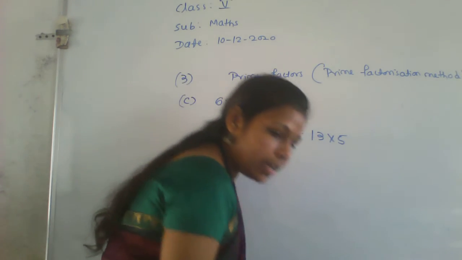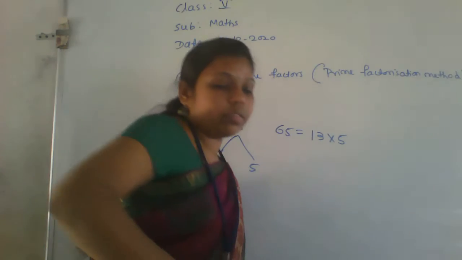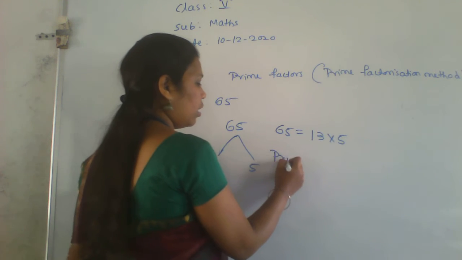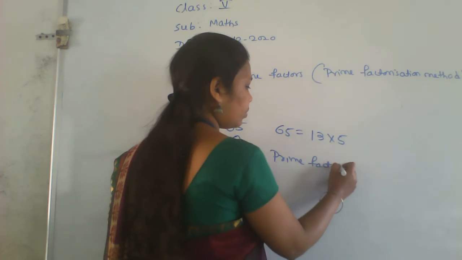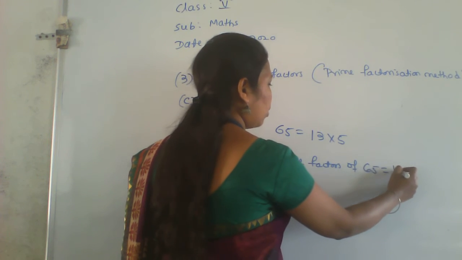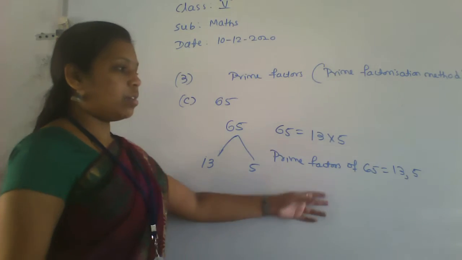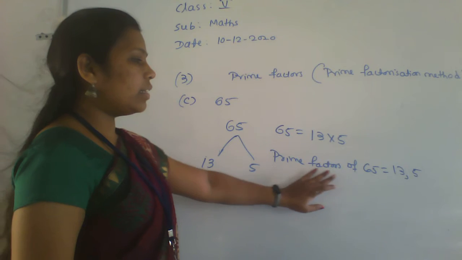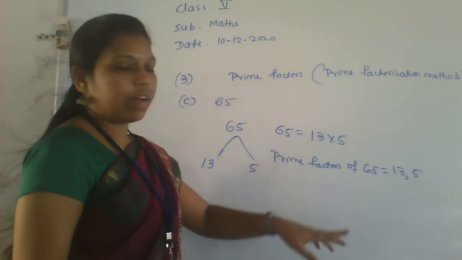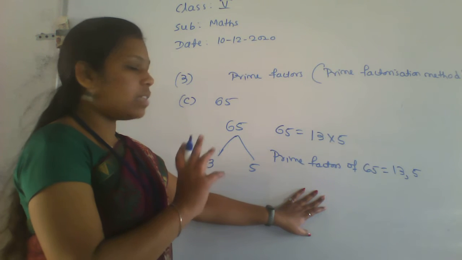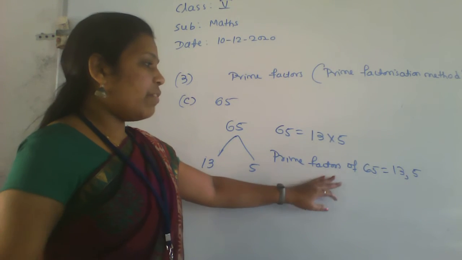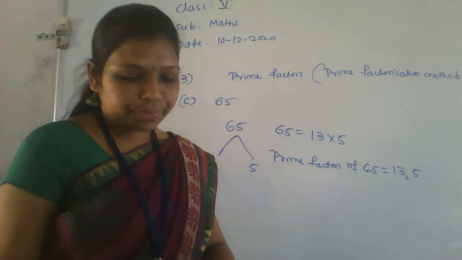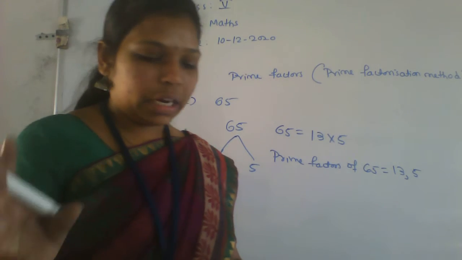Next 170. You can write like this also. See here. Prime factors of 65, that is equal to 13 comma 5. You can write like this also. This product is equal to 65 only. But write the prime factors of 65 is equal to 13 comma 5. Like that you have to write. Even for the first problem, second problem also, write like this only. Prime factors of the given number, and whatever prime factors you got now, you have to write here. Okay. If that number is repeating, write only one time.